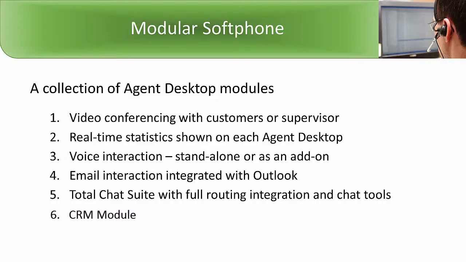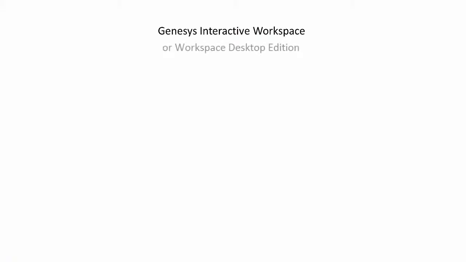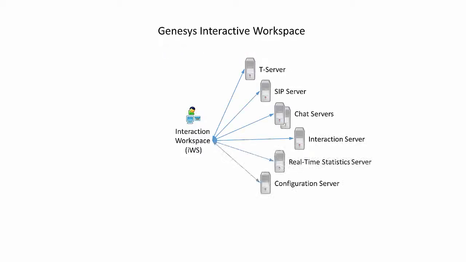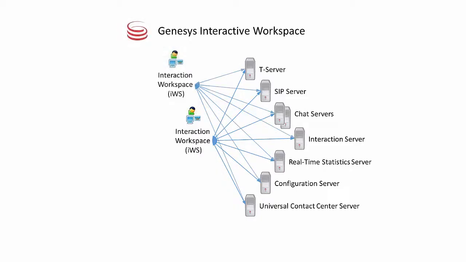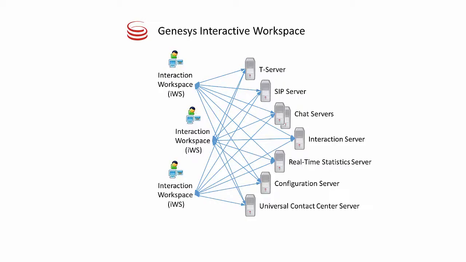Let's briefly review the architecture by first looking at a typical Genesys interactive workspace configuration. An agent desktop must establish a separate socket connection to 7 Genesys servers. As we add agent workstations, each of them must establish an individual socket connection to the servers. So scaling becomes quite complex.